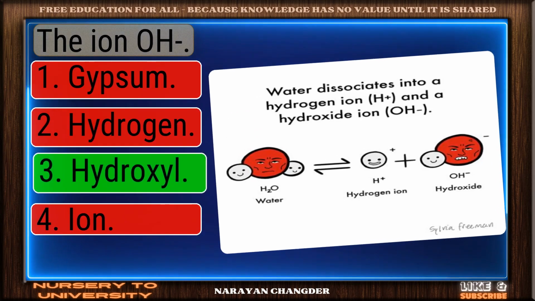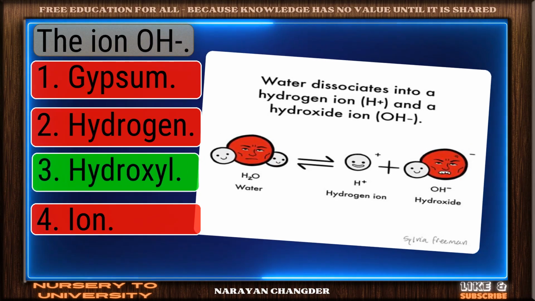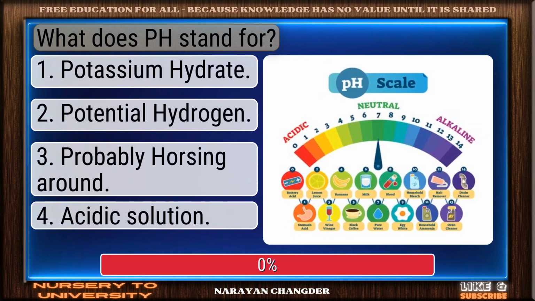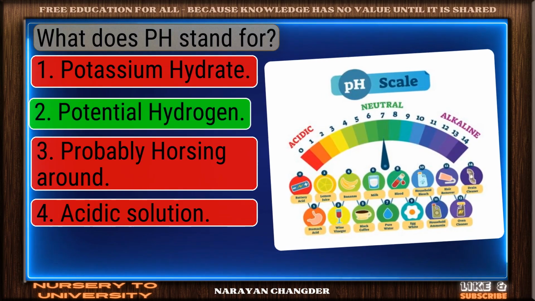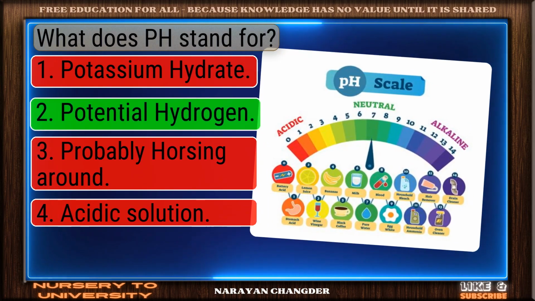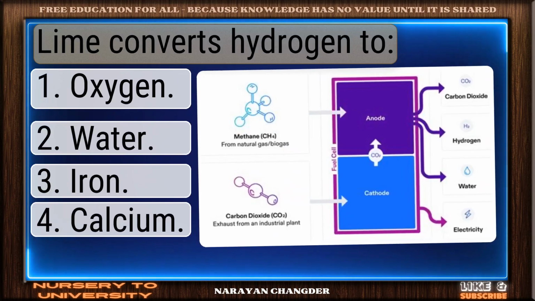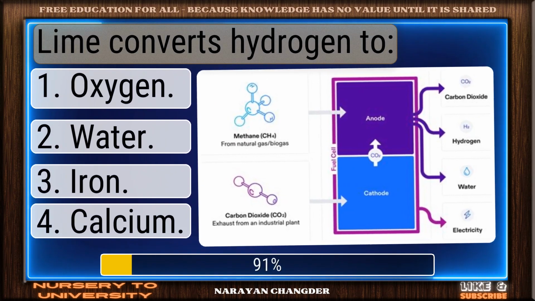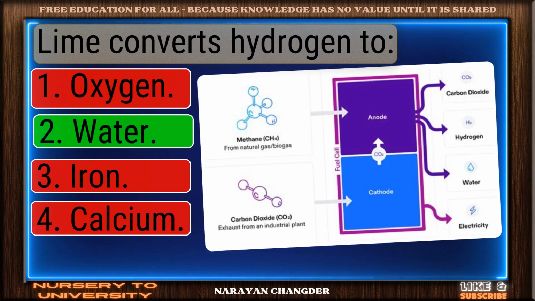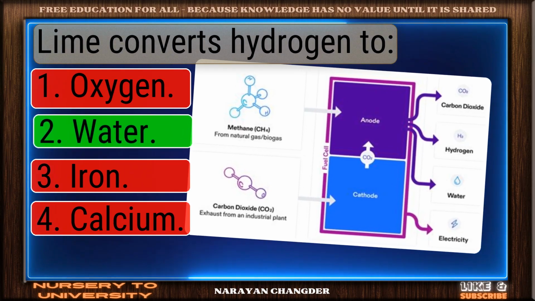You chose hydroxyl, and it is correct. What does pH stand for? Strong choice. Potential hydrogen is the right answer. Lime converts hydrogen to? You're right. Water is the correct answer.